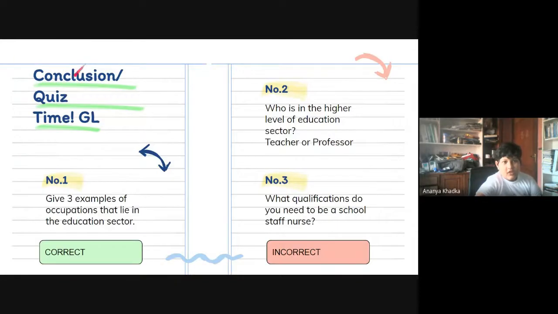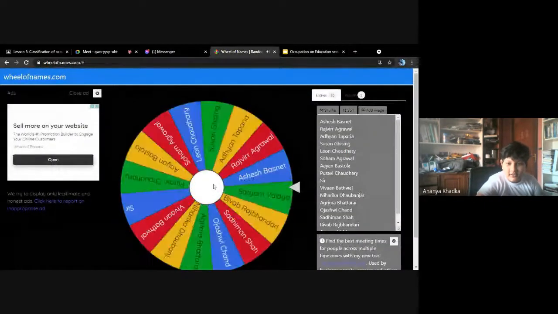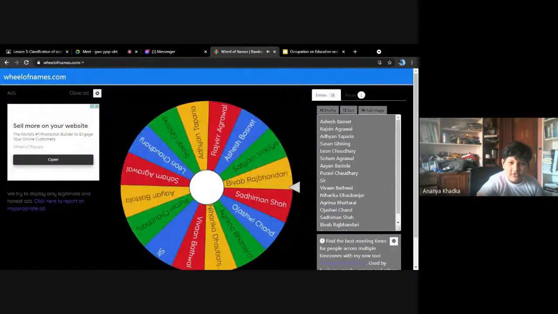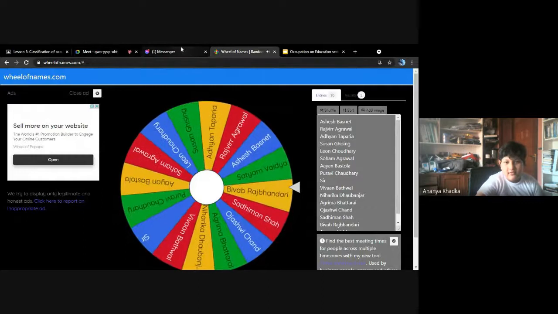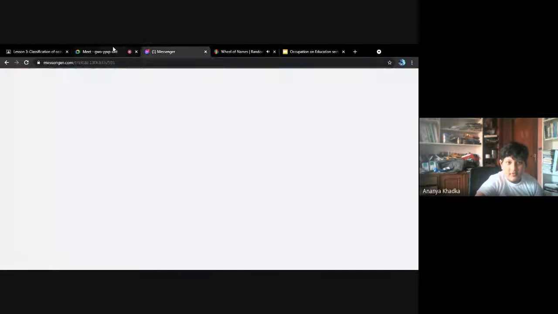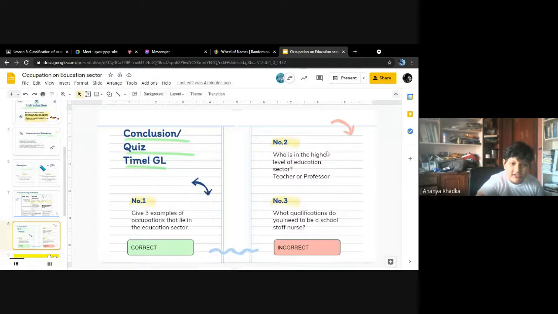Conclusion or quiz time. Good luck. Question number one: give three examples of occupations that lie in the education sector. We're going to be rolling a wheel. Wheel of Doom. It's going to be VIVOV. Okay, VIVOV. Repeat the question, please. The question is, give three examples of occupations that lie in the education sector.